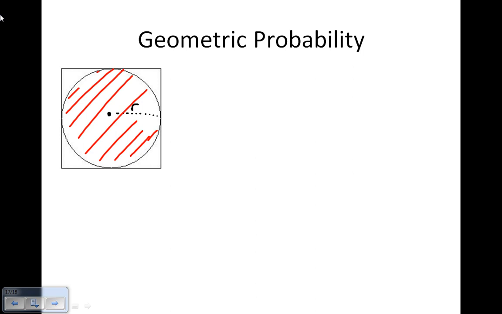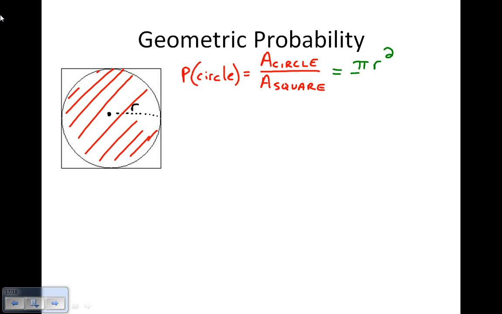Well, we know that the probability of hitting the circle is equal to the area desired, which is the circle, so the area of the circle, over the area total. Well, my total area here is a square, so it's the area of the square. Now, we know that the area of the circle is simply pi r squared. That's the formula you learned a long time ago. The area of the square, then, is the side times the side, but we need to find out what one side is going to be.